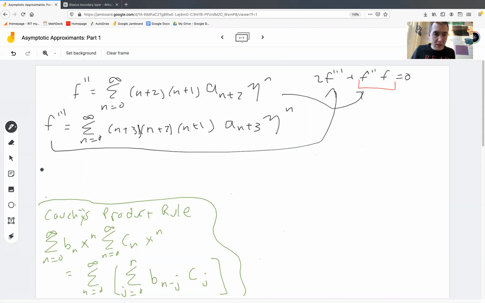All right, so we're going to use Cauchy's product rule here and apply it to this thing in red. Okay, so that's f double prime times f, right? And you know what, I think these indices down here can be switched, and I'm going to use them just to keep it consistent. This can be b sub j and c sub n minus j. So let's do that.